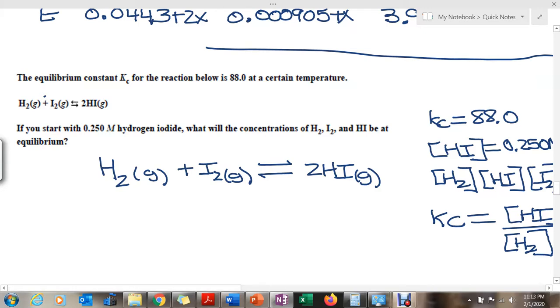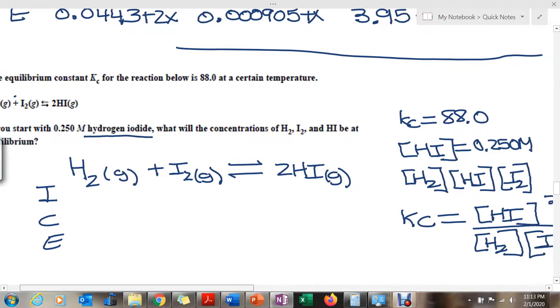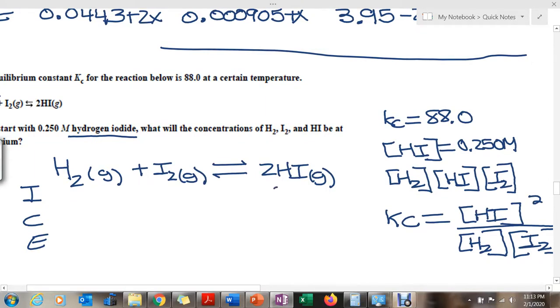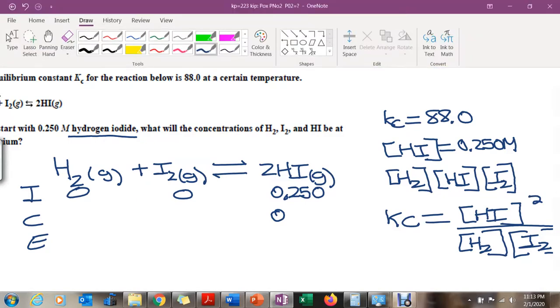Let's go ahead and put the initial concentrations. We're going to have to do the table. We have no choice. The easy thing is that they're giving you the hydrogen iodide to start with, but they don't give you anything else. So this is 0.250, and that means you have 0 and 0 of each of these. So you know it's going to go to the left because there's nothing here. Automatically it goes to form the hydrogen and the iodine.